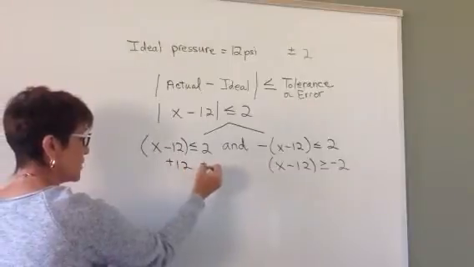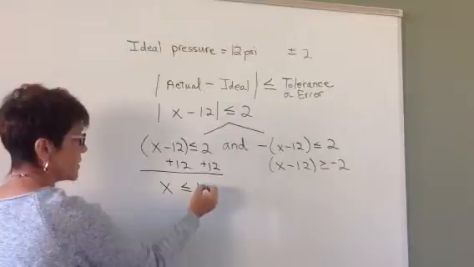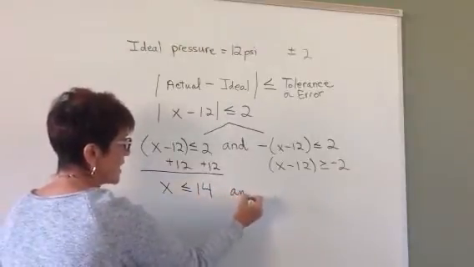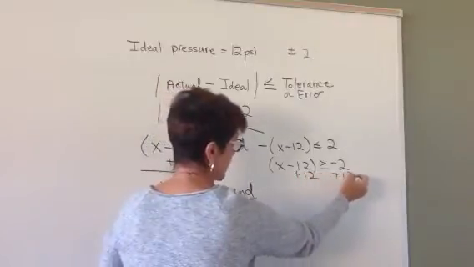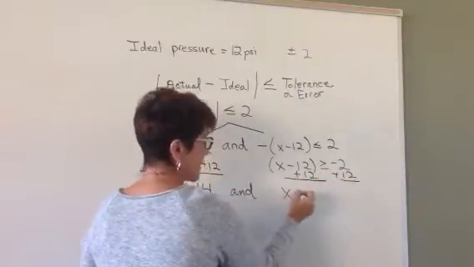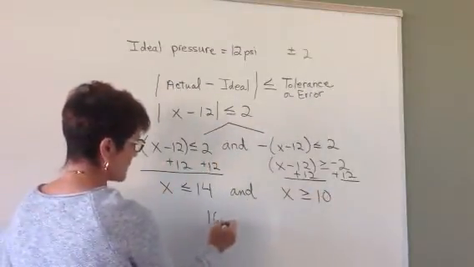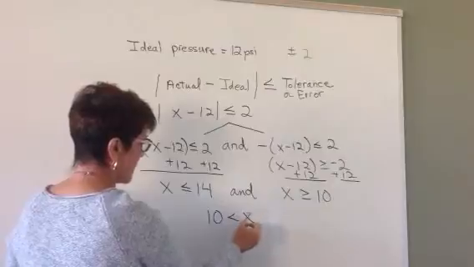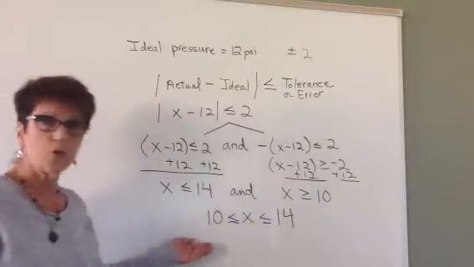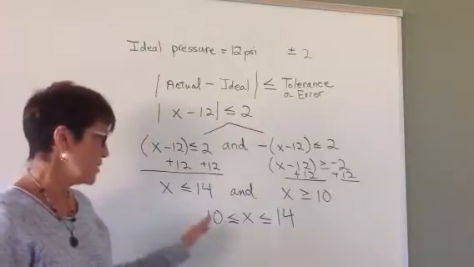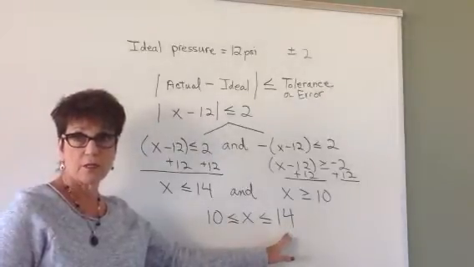I'm going to add 12 on both sides, and yes, you should show this work. x is less than or equal to 14. It's an and statement, and here I'm going to add 12 on both sides. My x is greater than or equal to 10. So I want to write this as 10 is less than or equal to x, which is less than or equal to 14. So the pressure in the ball would be okay if it's 10 through 14.